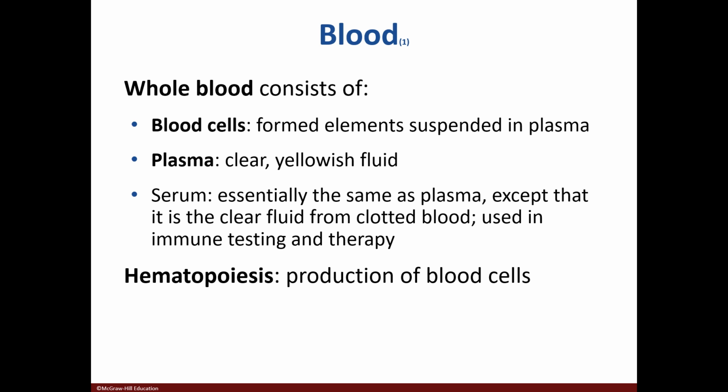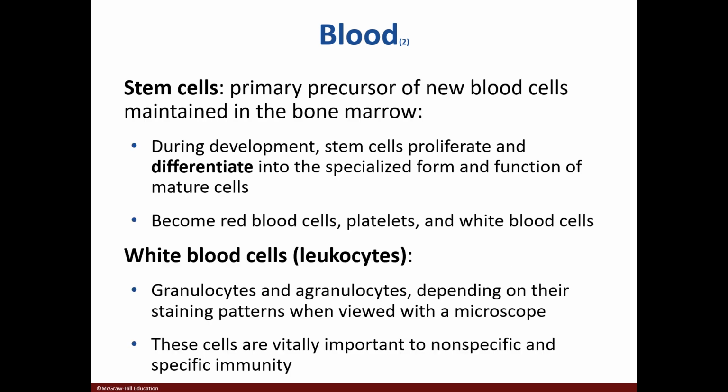Whole blood is made up of blood cells and plasma. Serum is practically the same as plasma, but is clear and comes from clotted blood. Hematopoiesis describes the production of blood cells. Stem cells give rise to new blood cells and can be found in the bone marrow. They proliferate and then differentiate or transform into the specialized mature cell. The stem cells give rise to red blood cells, platelets, as well as white blood cells. The white blood cells, or leukocytes, are characterized by their staining patterns and are important in both nonspecific and specific immunity.